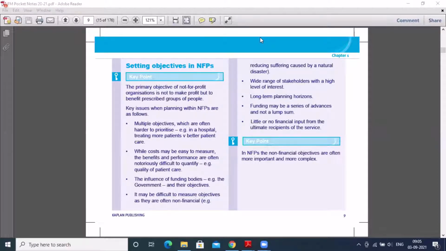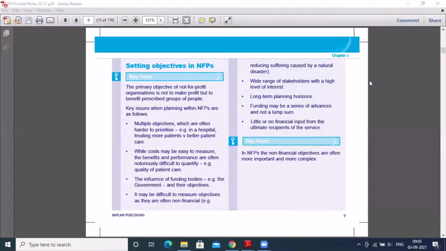Now the key issues when planning with not-for-profit organizations: as a finance manager, what key issues should be considered? The major difference you need to understand is that the role of a finance manager in profit organizations and in not-for-profit organizations definitely differs. Here he won't be making decisions on the basis of maximizing wealth or the wealth of other stakeholders. The only sole objective is to provide the benefit.